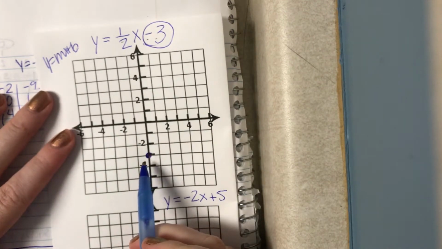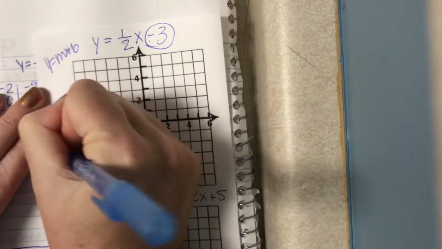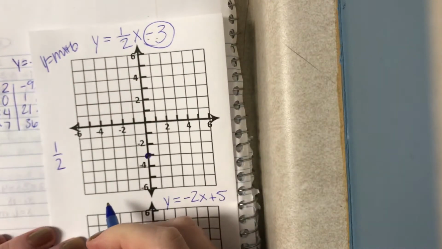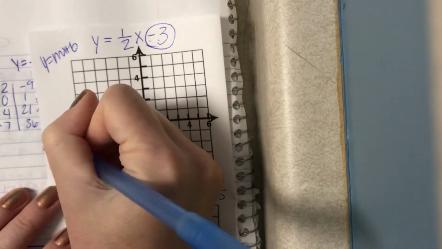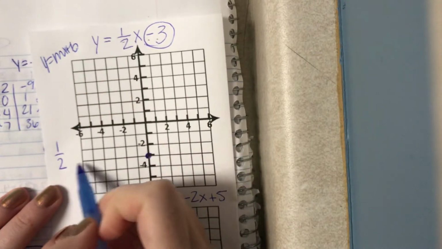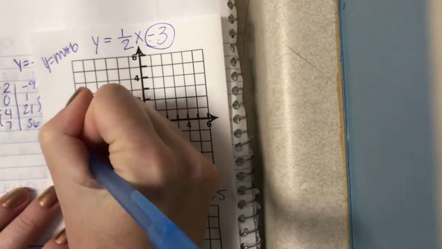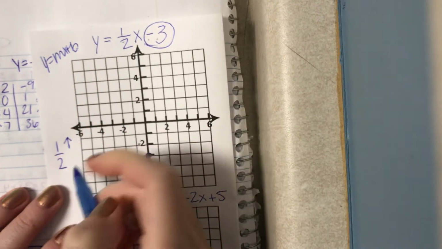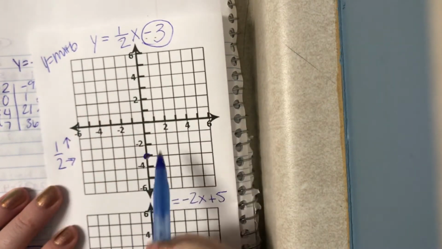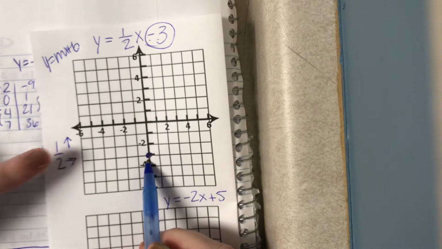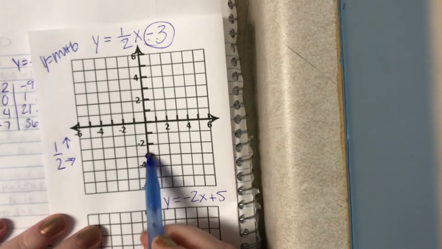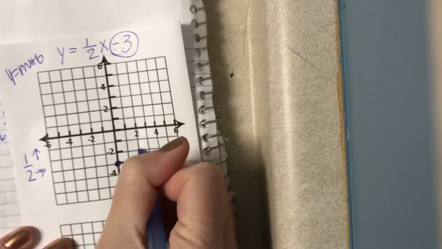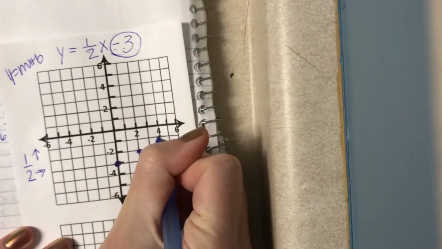The next thing I need to do is deal with the slope. So my slope is 1/2. So it's rise over run. So my top number controls the up and down, and the bottom number controls the across. So 1 is positive, so I'd be going up. 2 is positive, so I'd be going to the right. So I'm going to start from my point, and I'm going to be going up 1 over 2 to get to my next point. So up 1 over 2. Here's my next point. Up 1 over 2.